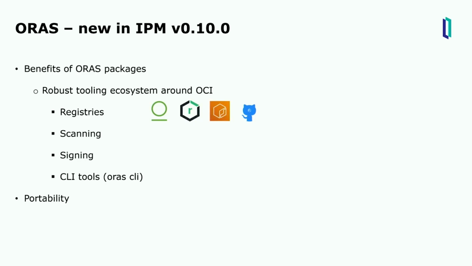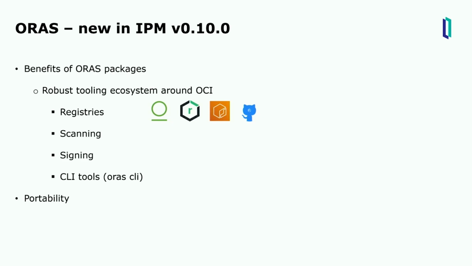There are some features that IPM uses that are part of the optional spec of OCI, and that is not fully supported by these registries. But for the main functionalities of being able to download, upload, and install from a registry, these are all fully supported. Next up, scanning. Scanning is already very well supported in the container ecosystem.